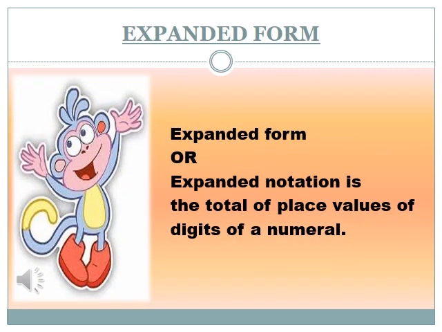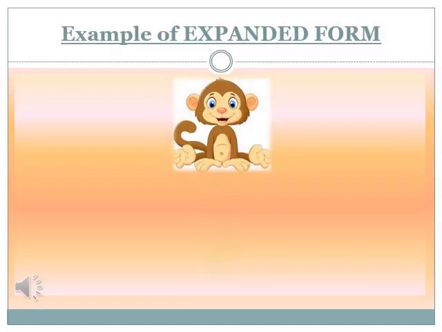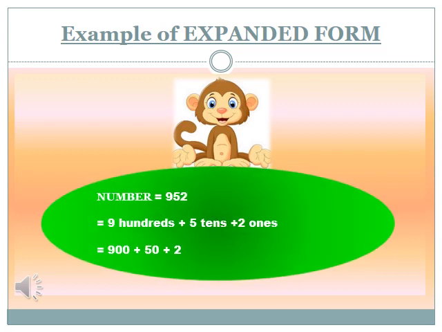Next topic is expanded form of 3-digit numbers. Yes, children, expanded form or expanded notation is the total of place values of digits of a numeral. Now see the example 952. We have to write the expanded form of the number 952. For this, children, first we'll discuss the place values of all three digits, as expanded notation is the total of place values of digits of a numeral.